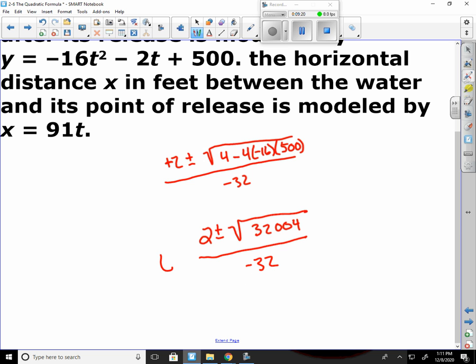If I look at this right now, if I add the top, 2 plus whatever this is, it's going to give me a positive divided by a negative, so that would give me negative time. So that one's not going to work. So I would just do the negative version. So 2 minus the square root of 32,004, all over negative 32.